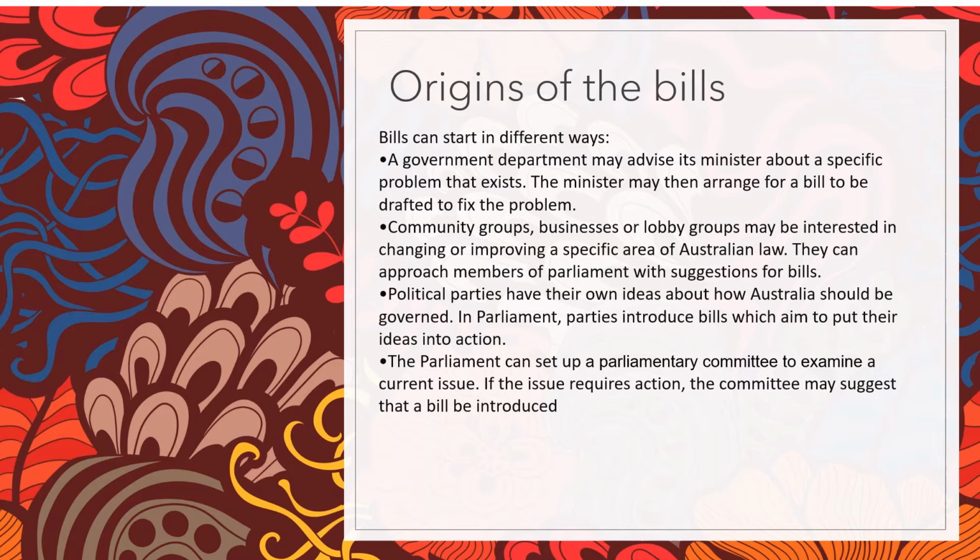The next way, political parties could have their own ideas about how Australia should be governed. In Parliament, parties introduce bills which aim to put their ideas into action. And the last way, it could be from the Parliament, and they can set up a parliamentary committee to examine a current issue. If the issue requires action, the committee may suggest that a bill be introduced.